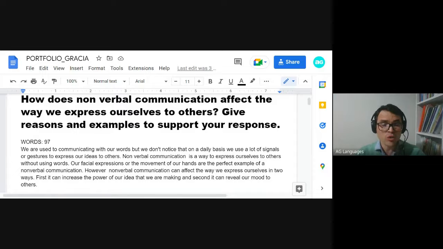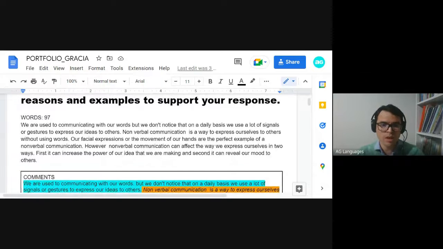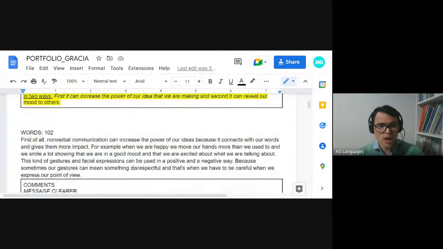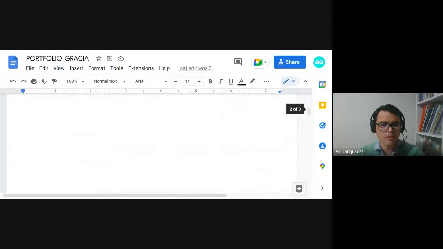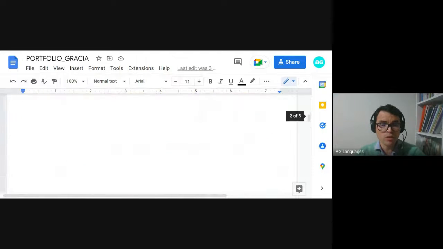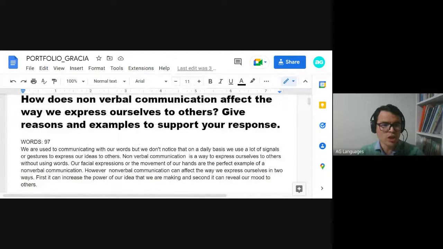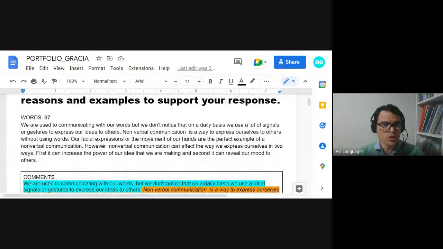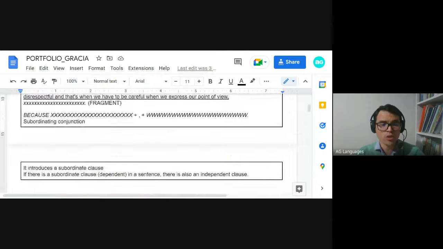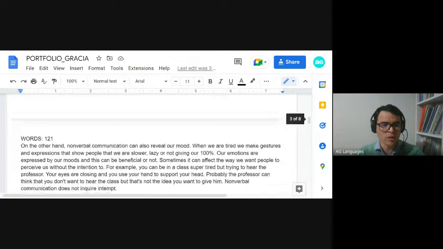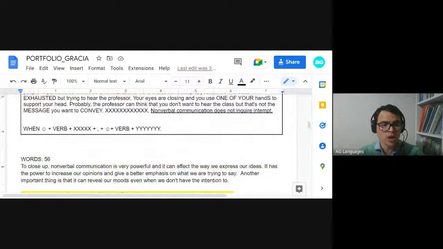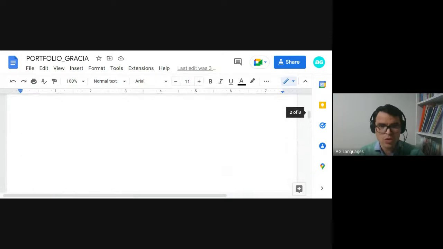The essay has four paragraphs: an introduction, a first body paragraph, a second body paragraph, and a conclusion. The introduction has 97 words, as you can see here. The first body paragraph has 102 words. The second body paragraph has 121 words, and the conclusion has 56 words.